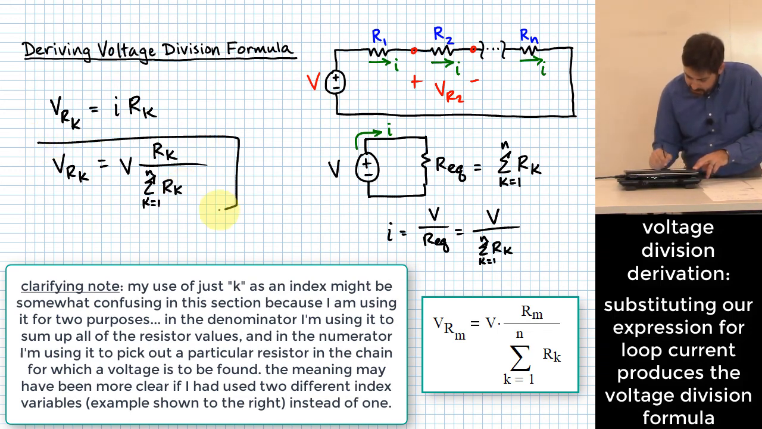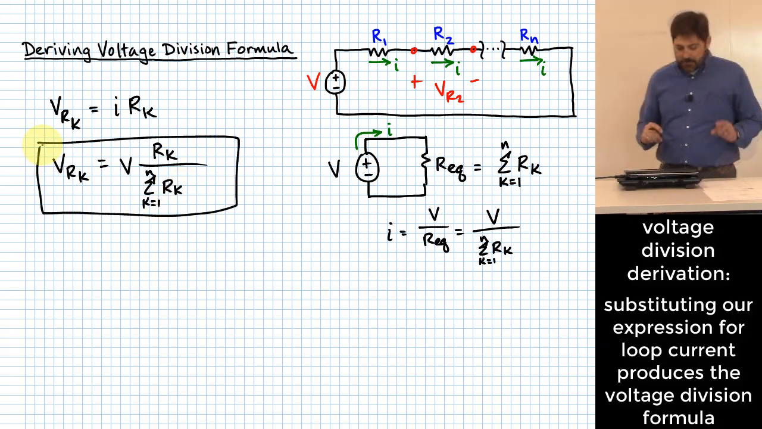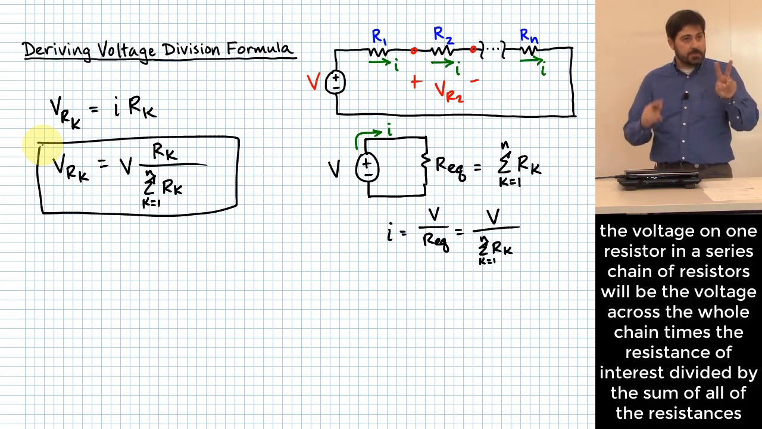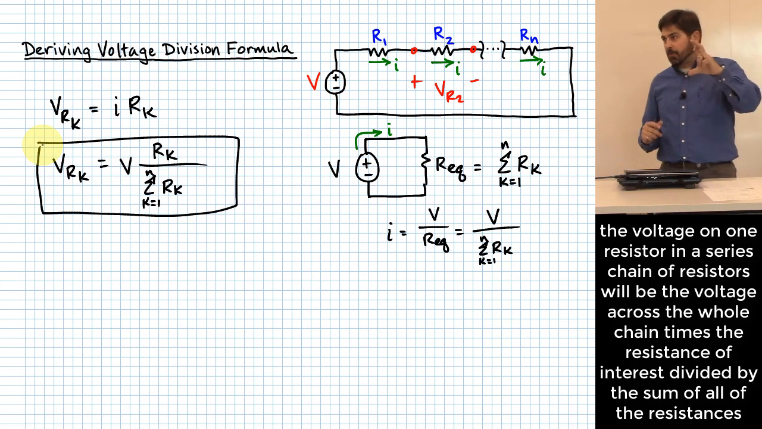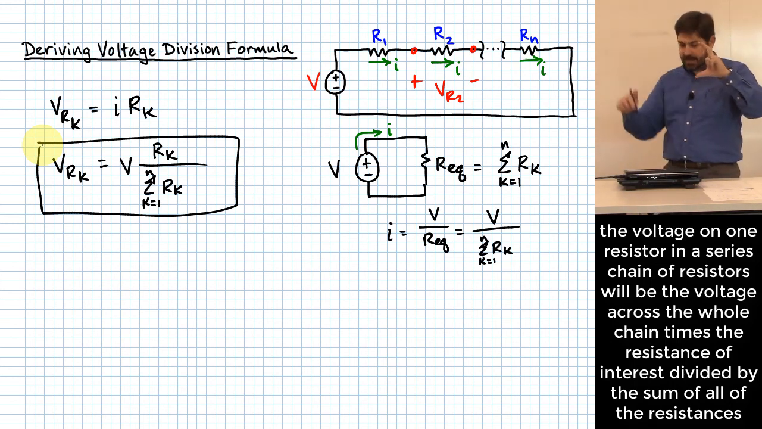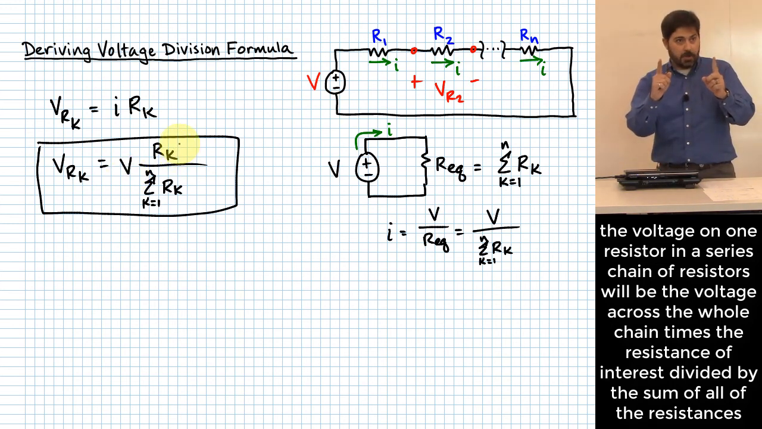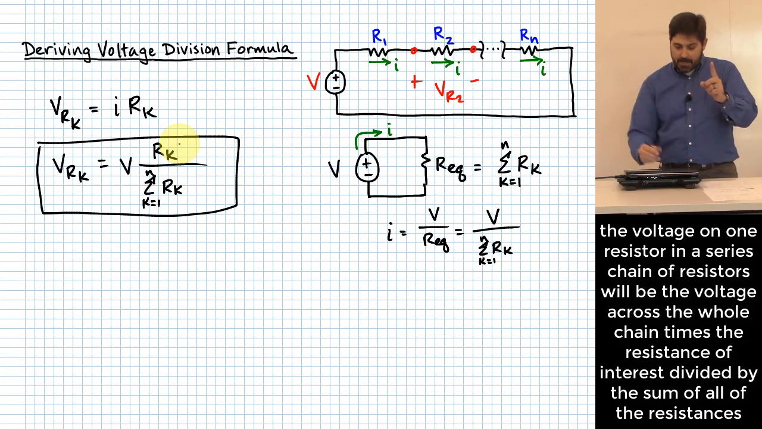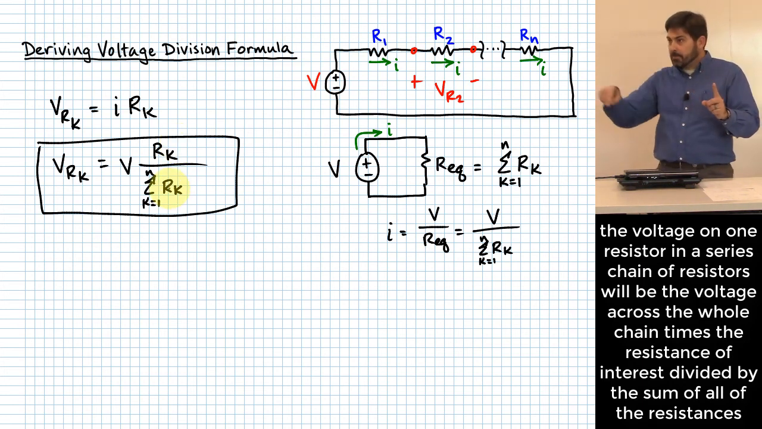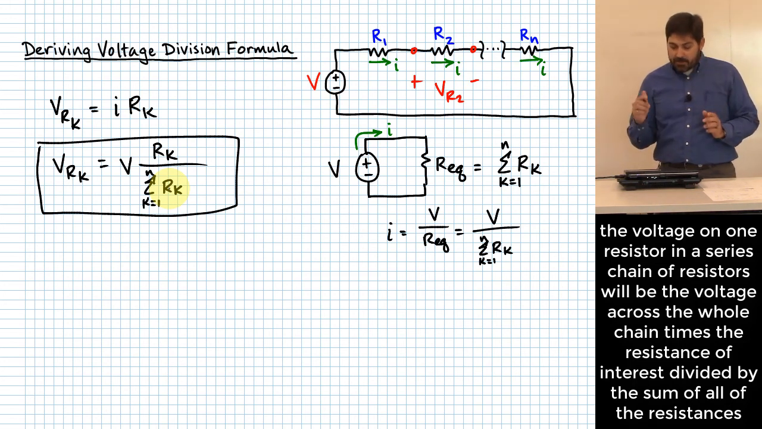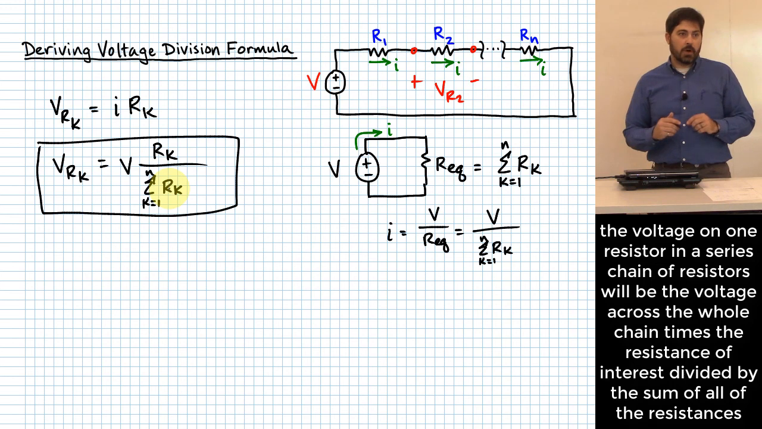What is that in terms of the concept, though? If I want to know the voltage across any one of these resistors in this series chain, all I need to know is what's the overall voltage I'm applying to the whole chain. That's the V. And then I need to know what is the resistor value itself that I'm trying to find the voltage across. That's RK. And then I need to know what's the total sum of all the resistance values. That's all I need to know, and now I can figure out what the voltage is across any one of those resistors in that chain.